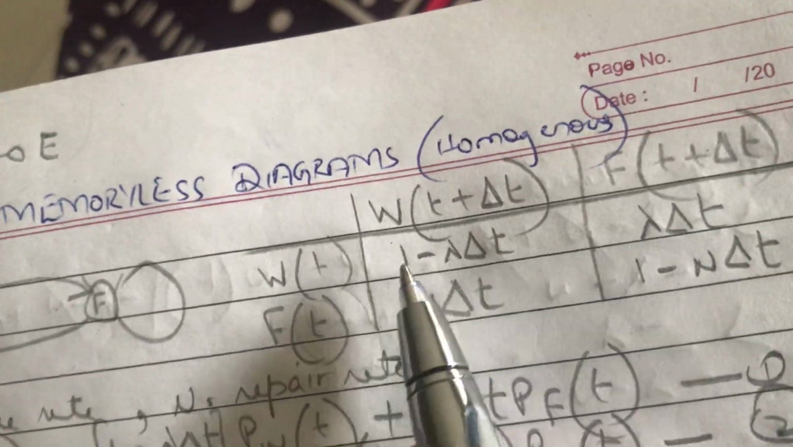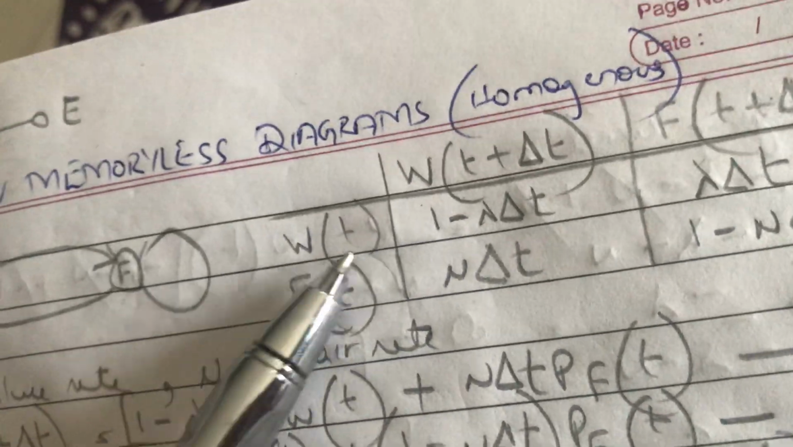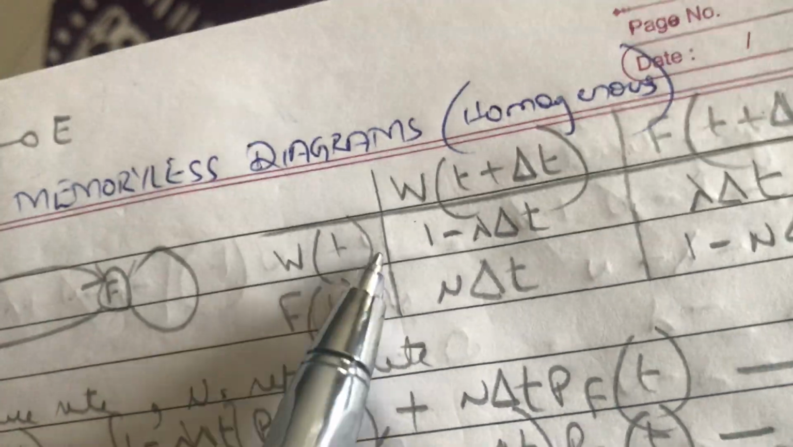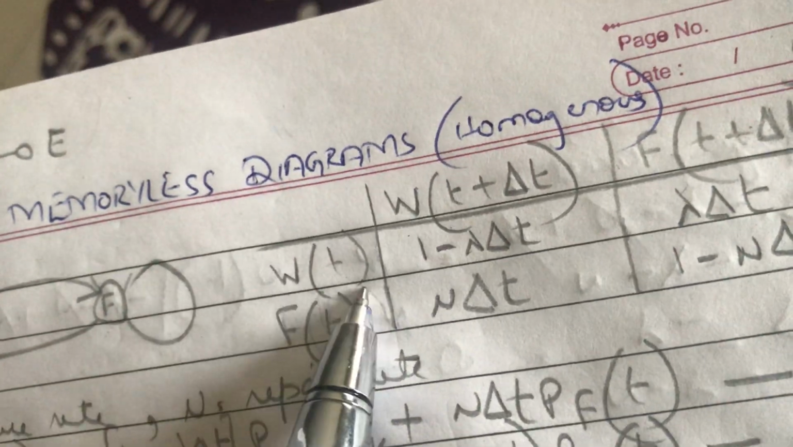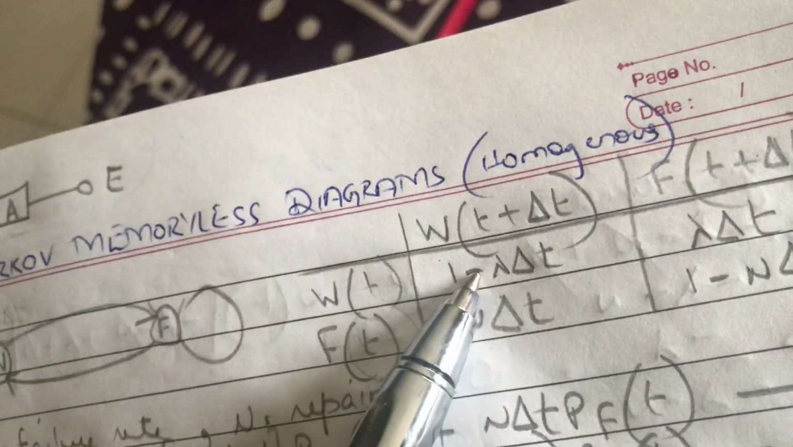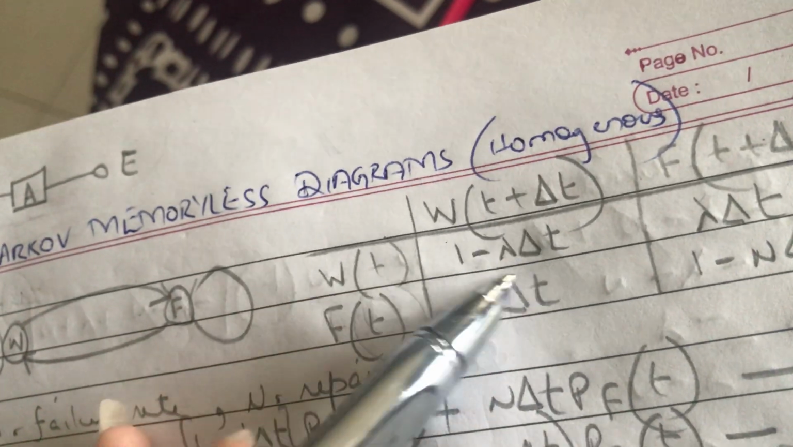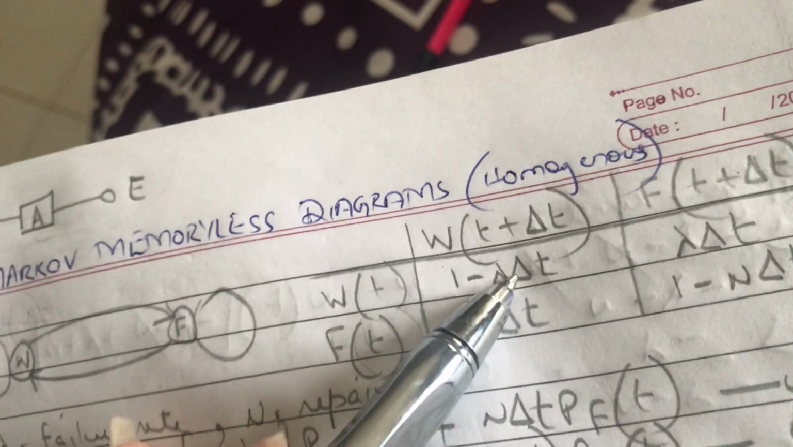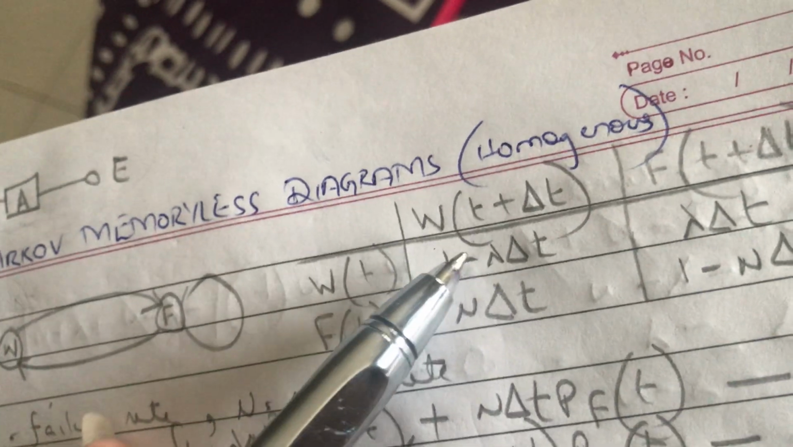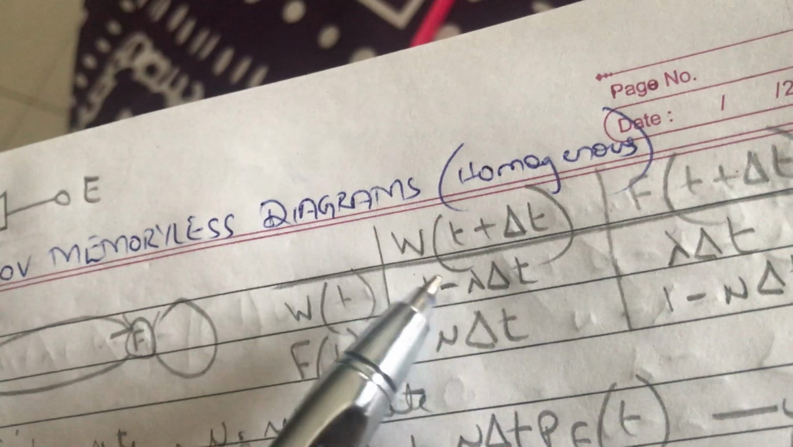It's necessary to see this, this is the main thing to understand. When we are in the working condition at the start, at t0, we keep 1 minus lambda delta t. Why do we do it like this? Because lambda is the failure rate. In the working condition there would be no failure, so we keep it as 1 minus lambda delta t, no failure rate.